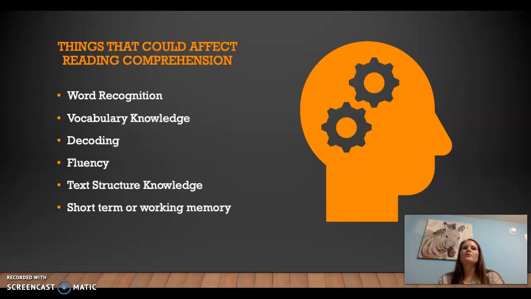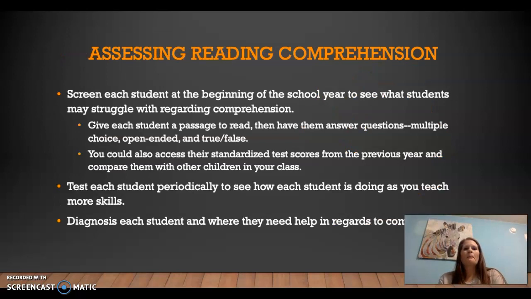Short-term and working memory is where they use their prior knowledge on a subject to try to understand the meaning of a word, and that prior knowledge is going to be in their short-term or working memory. Assessing reading comprehension is kind of hard to do. There's not one general standard for all children, because each child might have a reading comprehension issue in just one little part of reading comprehension, not all of it.